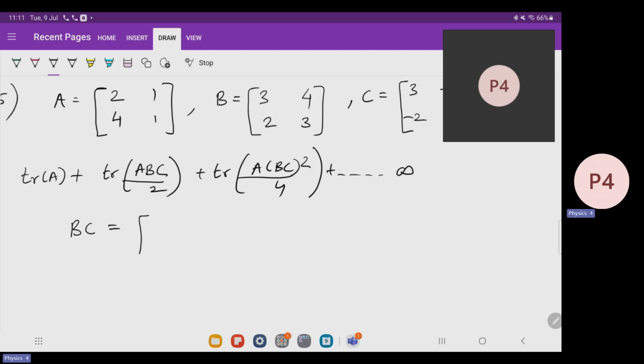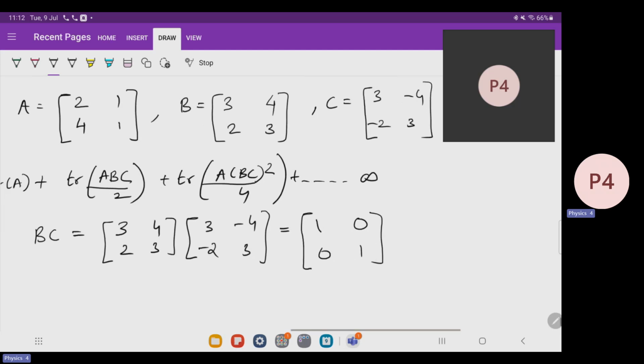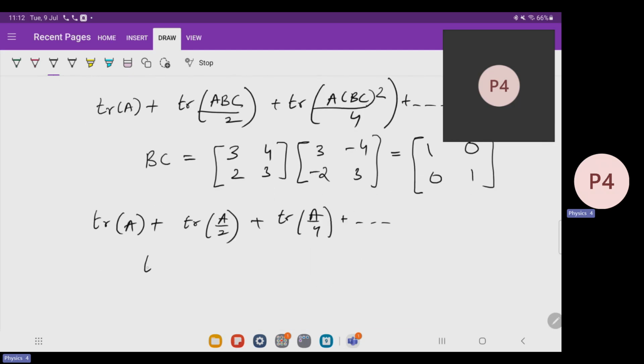Let us find BC. [3, 2; 4, 3] times [3, minus 2; minus 4, 3]. In fact, if you see, B and C are inverse of each other. If you calculate this: 9 minus 8, 1; minus 6 plus 6, 0; 12 minus 12 is 0; minus 8 plus 9, 1. So BC is identity. So the given expression simply simplifies to trace of A plus trace of A by 2, trace of A by 4, and so on. So this is trace of A.